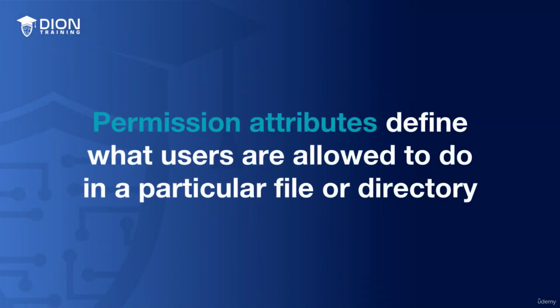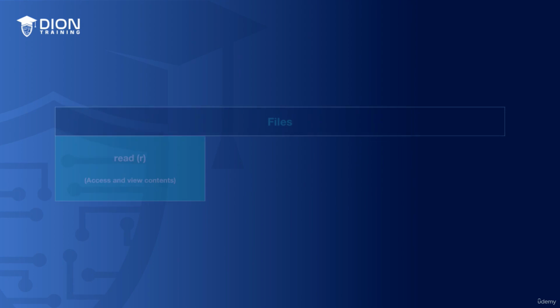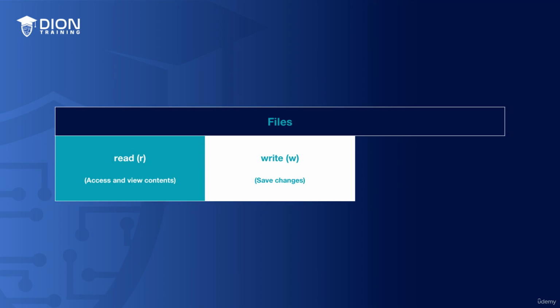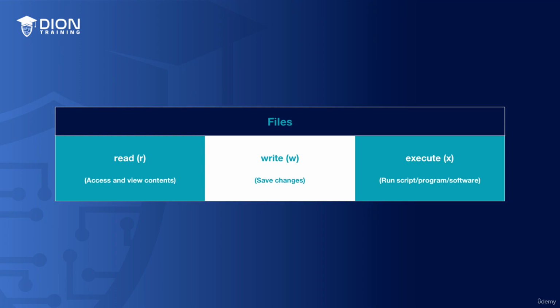Permission attributes will define exactly what a user is allowed to do with a particular file or directory. These attributes behave differently based on whether they apply to a file or a directory. For files, the read permission, known as R, is going to enable the user to access and view the contents of the file. The write permission, or W, is going to enable the user to save changes to a file. And the execute permission, known as X, is going to enable the user to run a script, a program, or other software file.